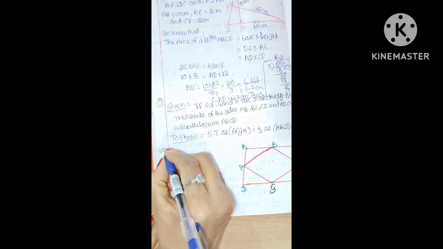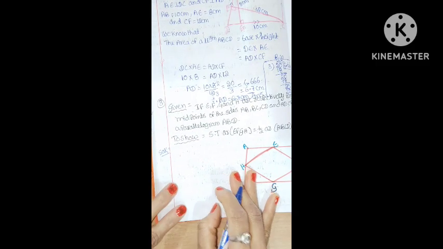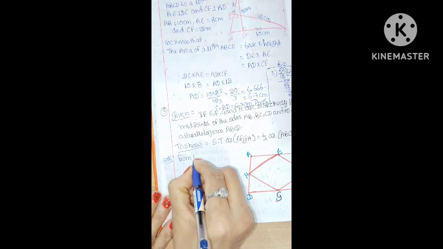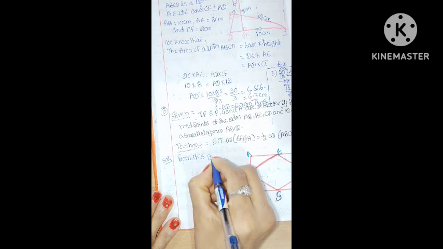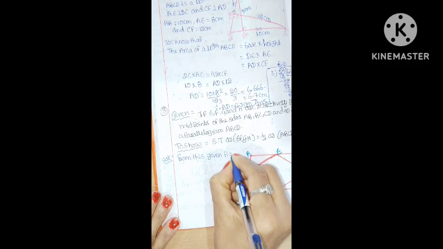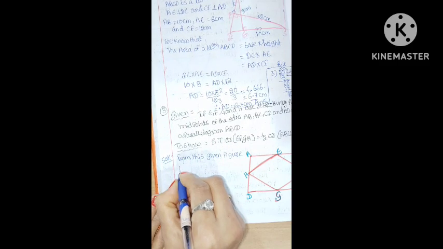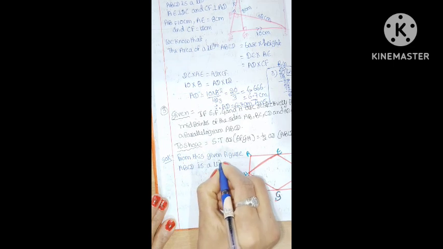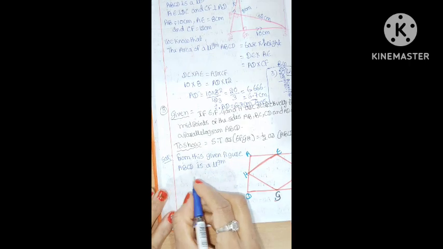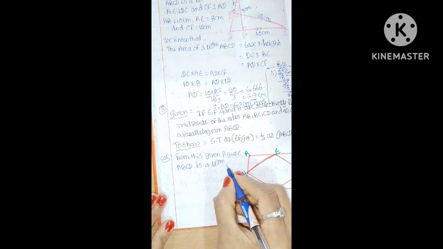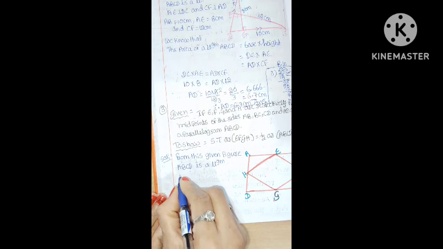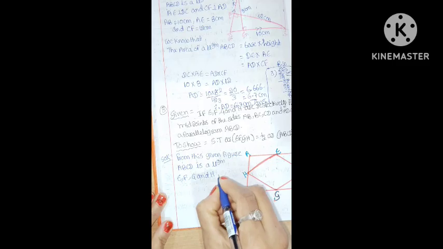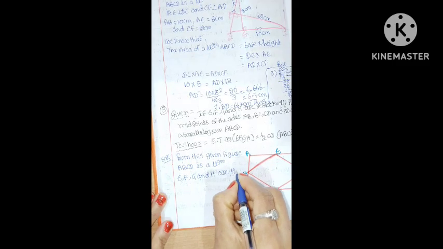First, the solution for this problem. From this figure, what is given? From this given figure, what is given? ABCD is a parallelogram. ABCD is a parallelogram is given. Look at this notebook on this side. Be careful, listen neatly. One parallelogram is given and next E, F, G and H are the midpoints.